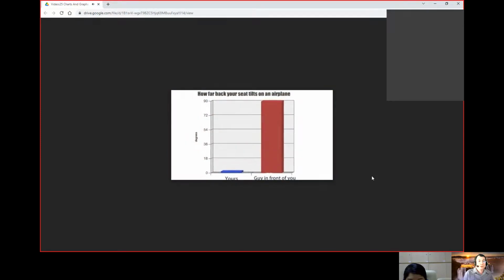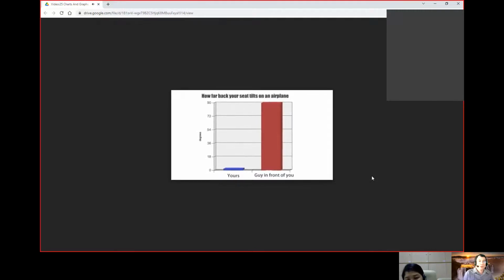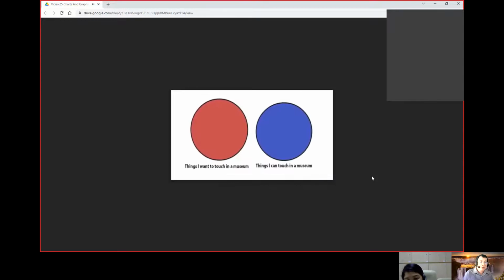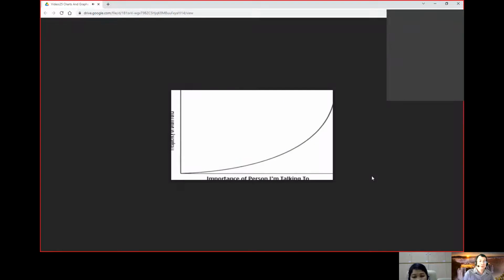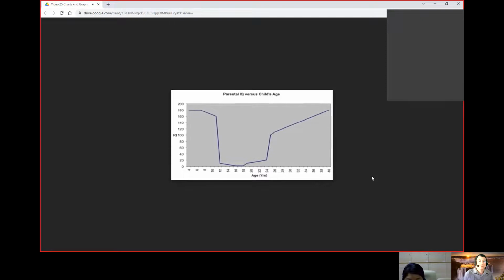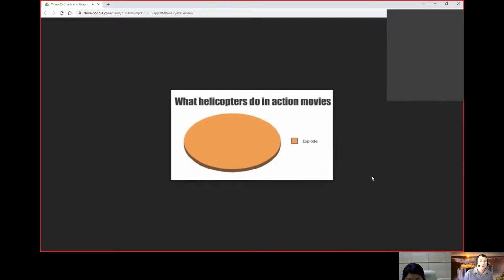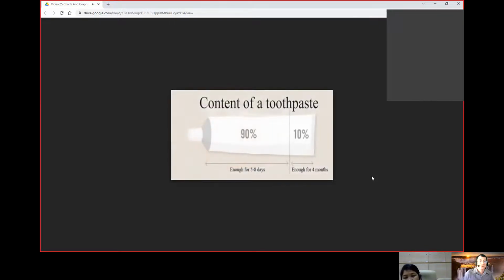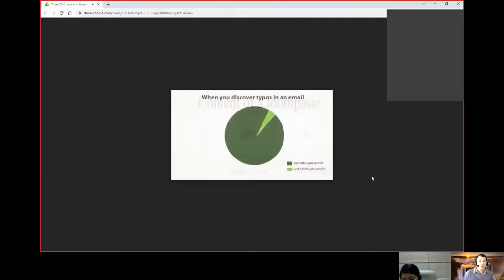Number 25. How far back your seat tilts on an airplane. Yours versus the guy in front of you. Number 24. Things you want to touch in a museum and things you can touch in a museum. Number 23. The importance of the person you're talking to versus the frequency of your brain farts. Number 22. Parental IQ versus a child's age. Number 21. What helicopters do in action movies. Number 20. The contents of a tube of toothpaste. Number 19. When you discover typos in an email, before you send it, and just after you send it.